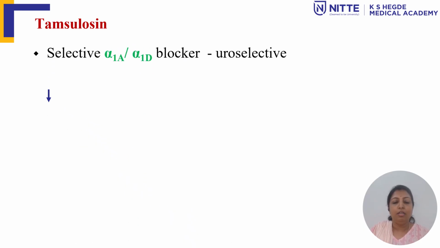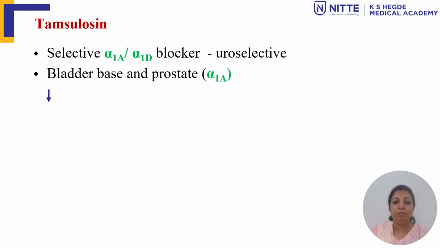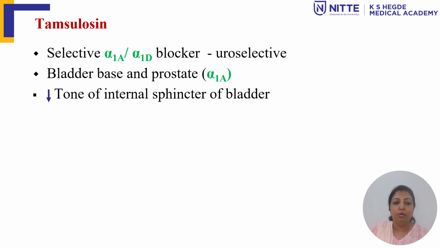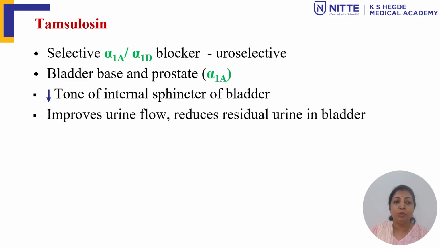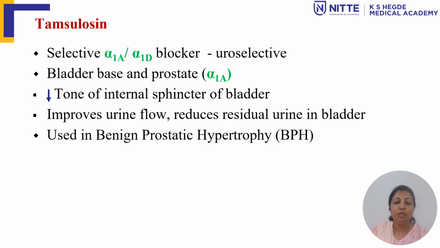Next, coming to tamsulosin, it is another alpha-1 blocker. It's a uroselective blocker because it selectively blocks the alpha-1A and alpha-1B receptors. It is called uroselective. Among them, alpha-1A receptors are commonly present in the bladder base and prostate. So they can reduce the tone of the internal sphincter of the bladder, improve the urine flow, and reduce the residual urine in the bladder. Mainly used in benign hypertrophy of prostate.